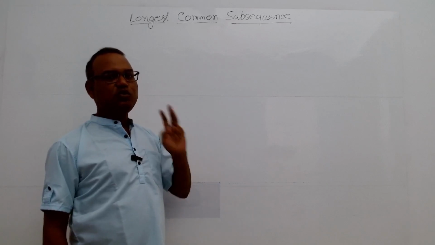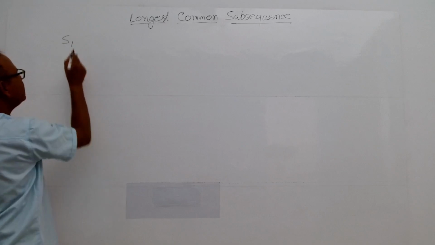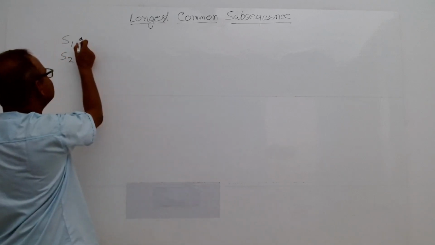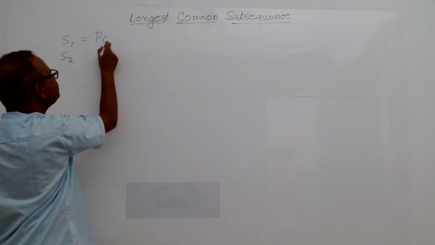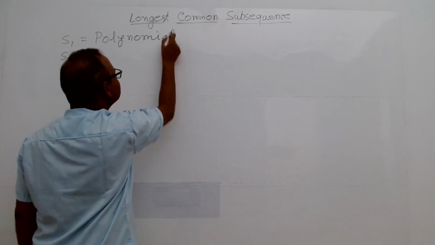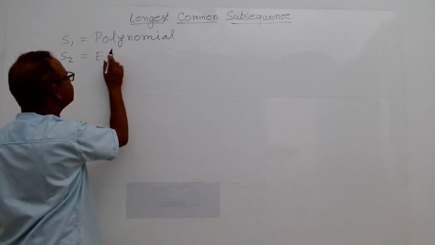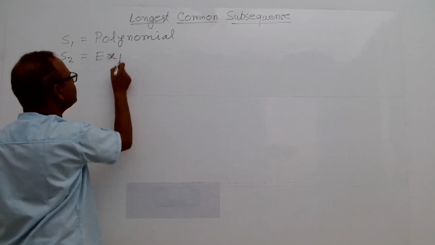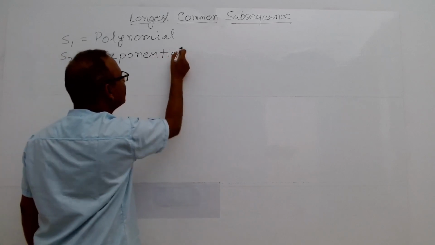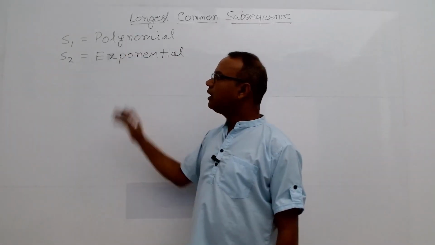Suppose we are given two strings. Let's say S1 is string 1 and S2 is string 2. For example, let's say S1 is polynomial and S2 is exponential. So we have to find out the common subsequence.